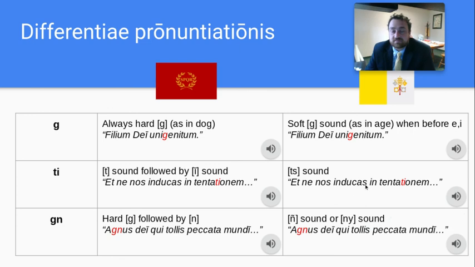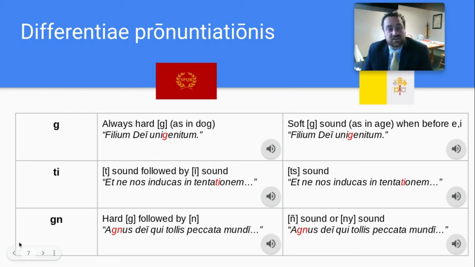Et ne nos inducas in tentationem. In tentationem. And that kind of makes it sound more Italian, doesn't it? So it makes sense. We're getting closer to modern Italian the further into history we go, so the further into the Middle Ages we get. Except in Italian, they started writing words like that with a Z. So the letter Z is what makes the TS sound. It's kind of like pizza.